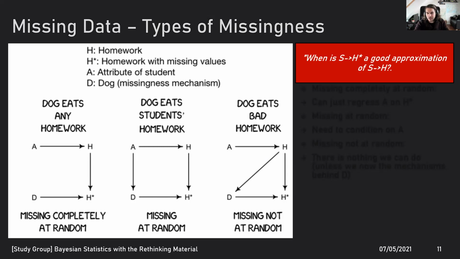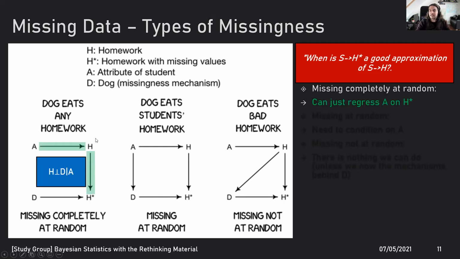Well, if we look at the first case of missing completely at random, we can, in this case, just regress A on H star, because in this missing completely at random section, there are no backdoor paths which would add additional confounds between A and H star. So this is the best case we can have. If our data is missing completely at random, we don't run into any issues.